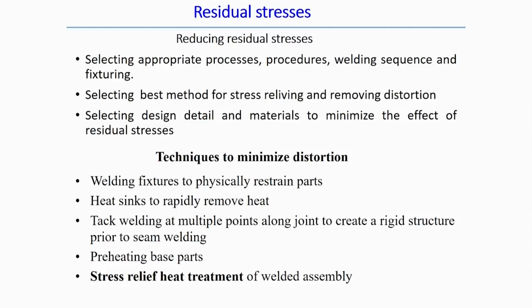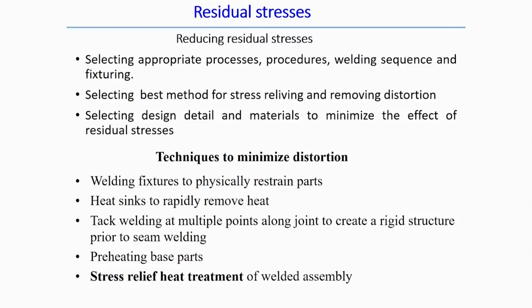These are the basic principles to reduce the residual stress, but what are the techniques to minimize distortion and residual stress? They are welding fixtures to physically restrain parts, and heat sinks to rapidly remove the heat. Heat sinks also reduce distortion, or maybe we can use high conductive fixture material, which quickly and rapidly removes the heat.